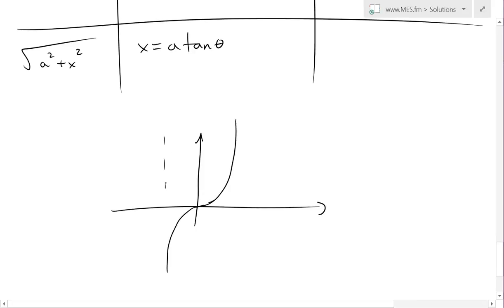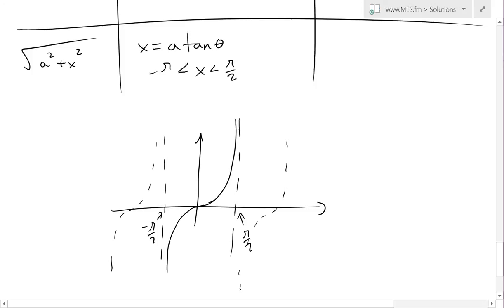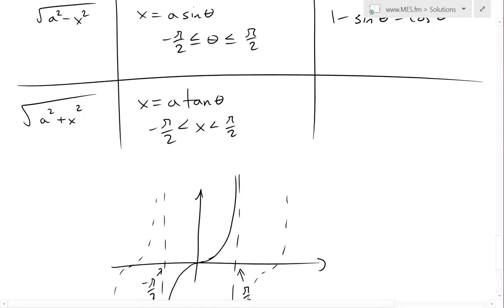It goes to infinity at these points right here. This is at pi over 2, and this is at negative pi over 2. And again, it's a trig function, so it repeats everywhere, but we're only dealing with this part right here. So we're just dealing with the region in between, where theta is less than pi over 2, because it can't equal it since it goes to infinity, and greater than negative pi over 2.